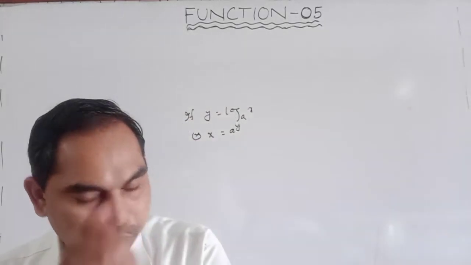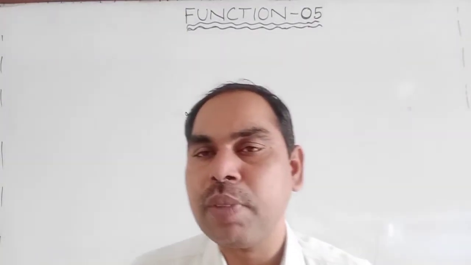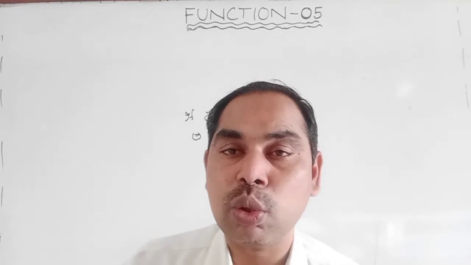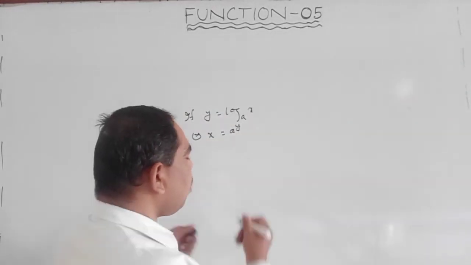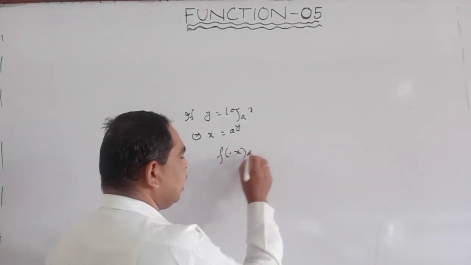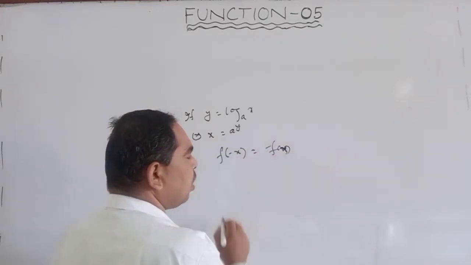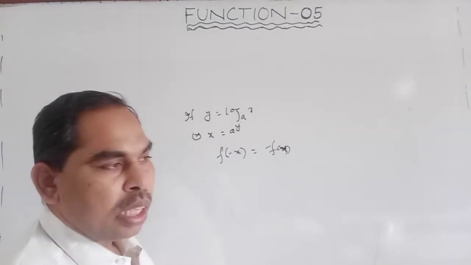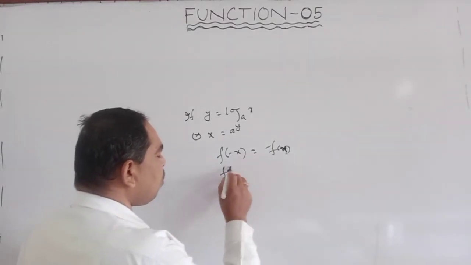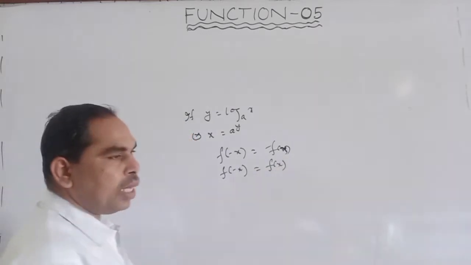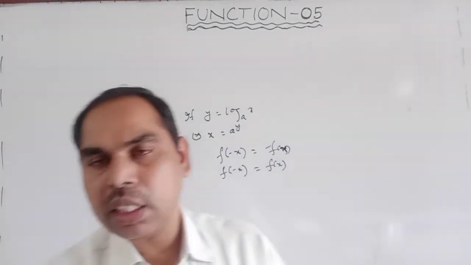Odd and even function. A function f of x is said to be an odd function if f of minus x is equal to minus f of x for all x belonging to the domain of f. Okay, this is odd function. Next, even function: f of minus x is equal to plus f of x, means if we put minus x instead of x, the value does not change. That is called even function.